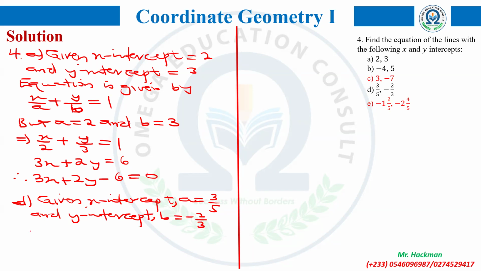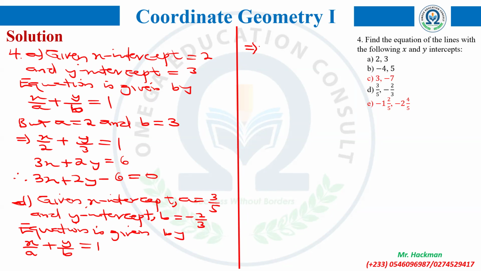So now you come and quote the formula. Equation is given by, but before you write it, you know the equation that you are going to use. Let me write it here. It will be x over a plus y over b is equal to 1. So you won't go and write a is equal to, b is equal to, because you've already stated that here. Is that clear?